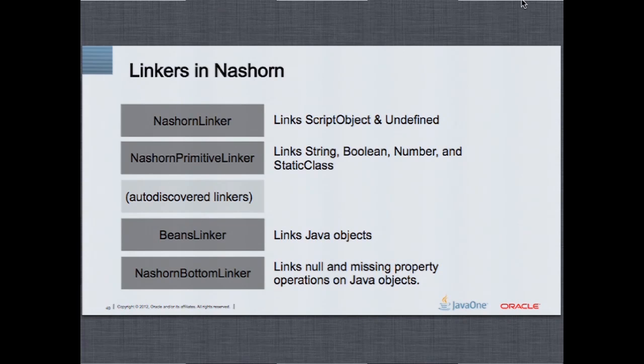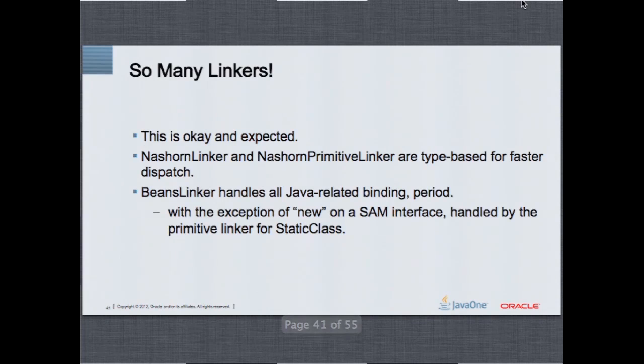Then we have something that's called auto-discovered linkers. All other linkers that are in the class paths will come here. And then we have a beans linker to link the Java objects. And finally, we have the bottom linker because we have something that even the beans linker falls through for some cases. Namely, what happens if you want to link a function call on null, right? You want to call null in JavaScript, you can try to. It should fail. Missing property operations and some other things. So it's a lot of linkers, but this is okay and this is expected.